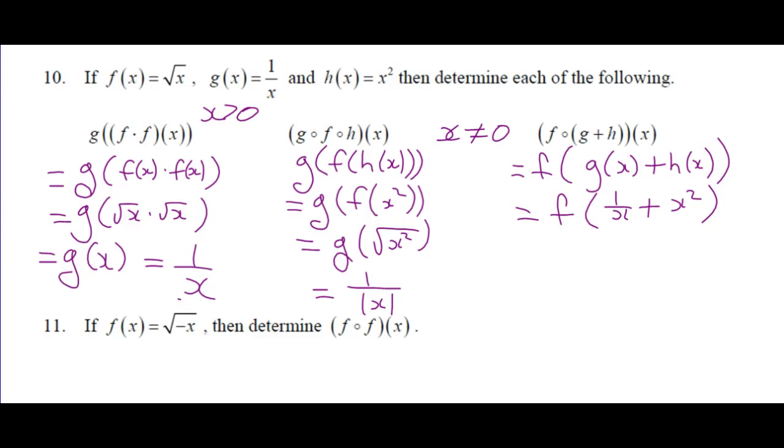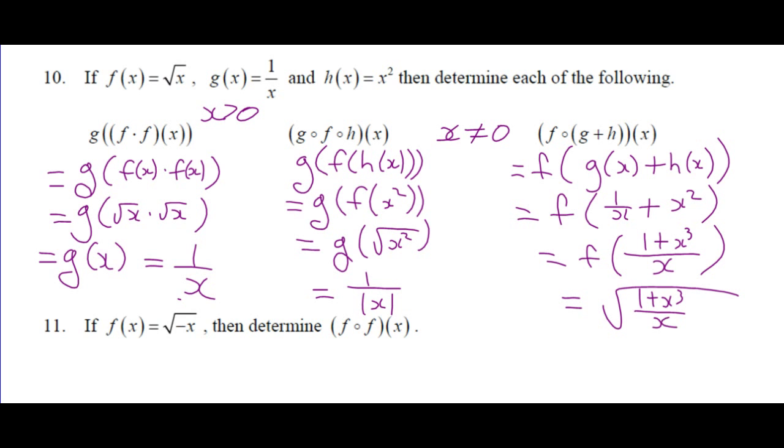Okay, common denominator, put it all together. What's it become? What's the common denominator? X. How do we get this over X? So it's 1 plus X cubed over X, right? So you need X squared over X. To do that, you got to multiply it by X over X. Okay, and then what's F say to do? Take the square root of that, right? So it's the square root of 1 plus X cubed over X.